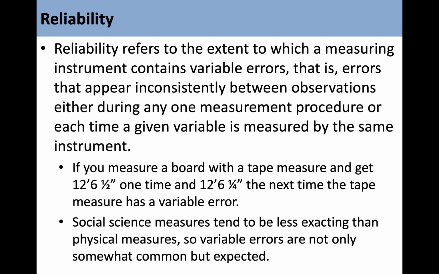Reliability refers to the extent to which a measuring instrument contains variable errors, that is, errors that appear inconsistently between observations, either during any one measurement procedure or each time a given variable is measured by the same instrument. If you measure a board with a tape measure and get 12 feet 6.5 inches one time and 12 feet 6.25 inches the next time, the tape measure has a variable error. Social science measures tend to be less exacting than physical measures, so variable errors are not only somewhat common, but expected.